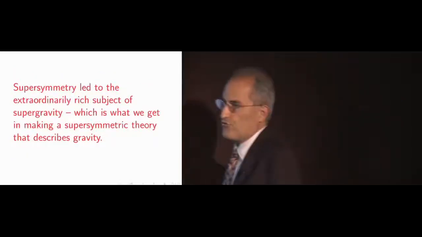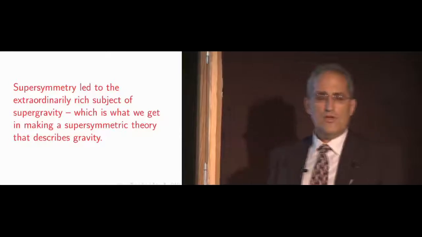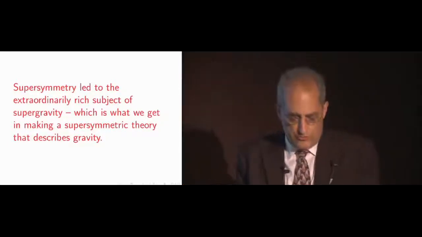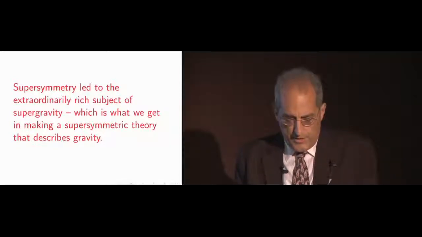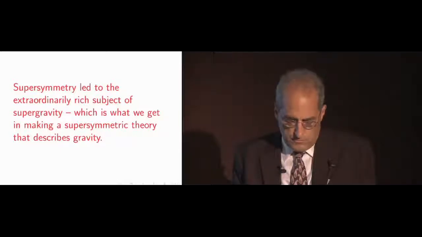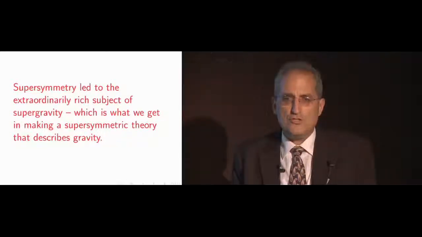Now, if supersymmetry is right, then regardless of what you think about string theory, it's got to be combined with gravity, and that led to the extraordinarily rich subject of supergravity, which is what we get in making a supersymmetric theory that describes gravity. So supergravity is a kind of partial completion of Einstein's general relativity to include quantum variables in the structure of space and time. Supersymmetry is more or less the same thing for special relativity.